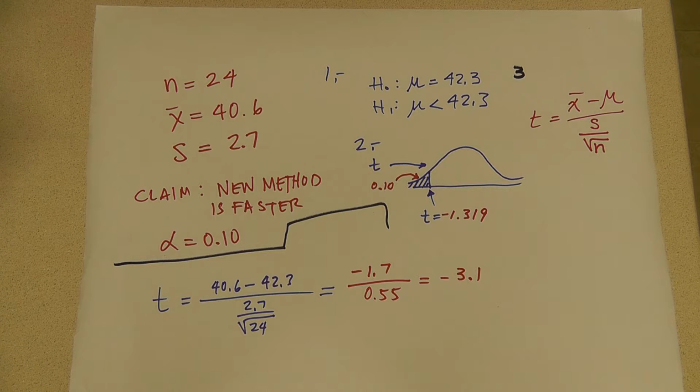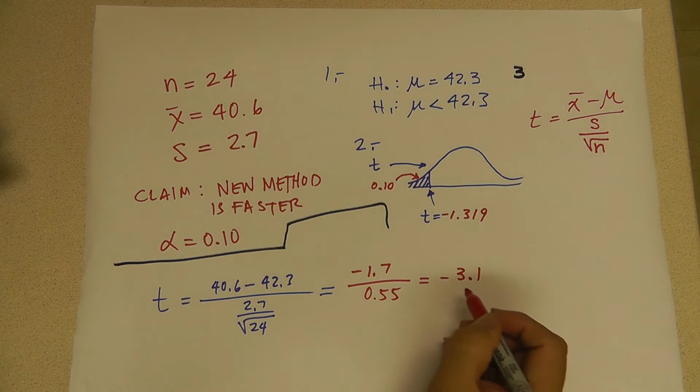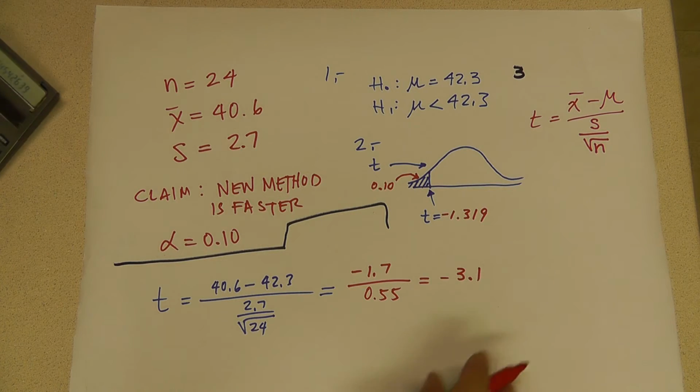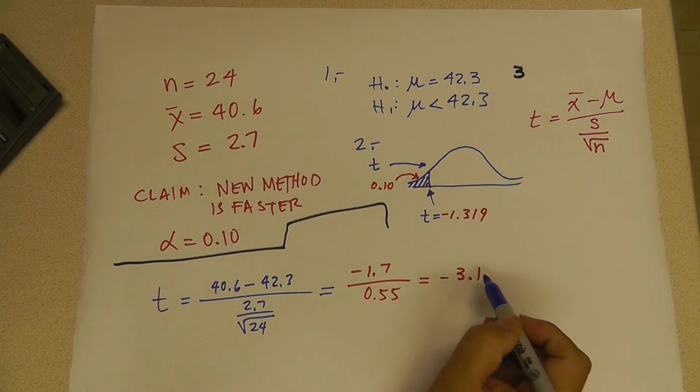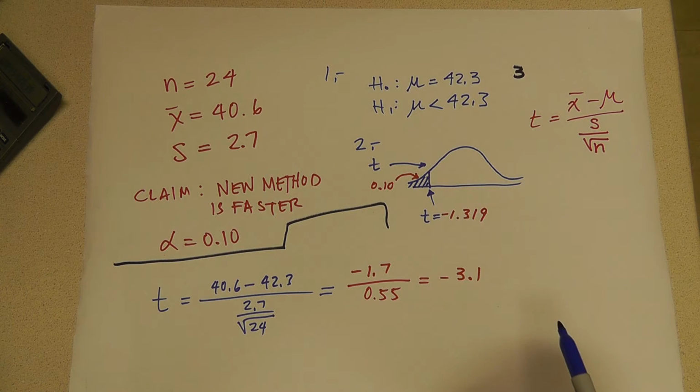Let me find the number again. 40.6 minus 42.3, and then you divide that by 2.7 divided by the square root of 24, and this will be minus 3.1. Now, the next step, you have to find what the sample is, and you basically compare this t, which is the sample statistic, with the cutoff.